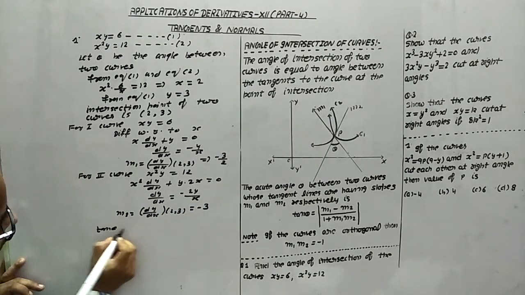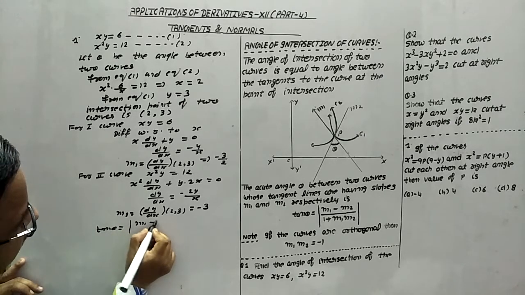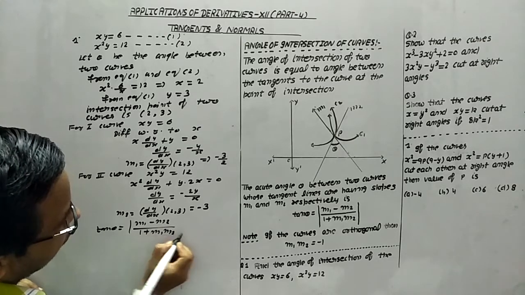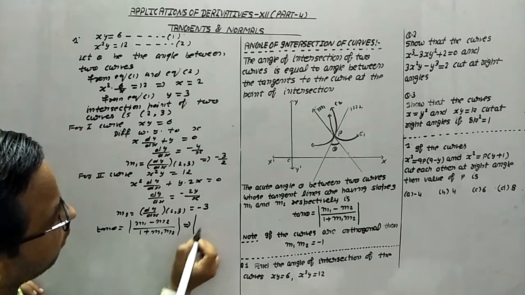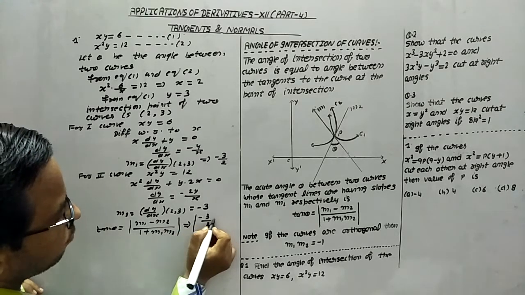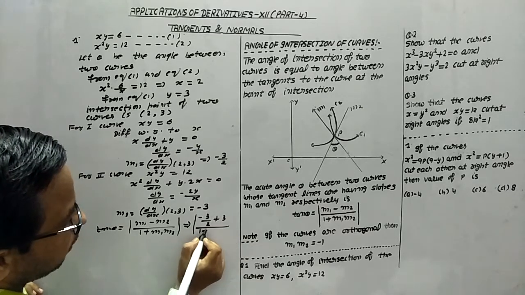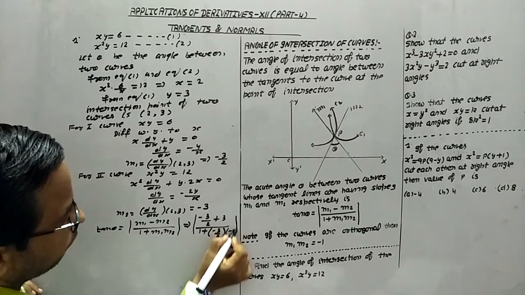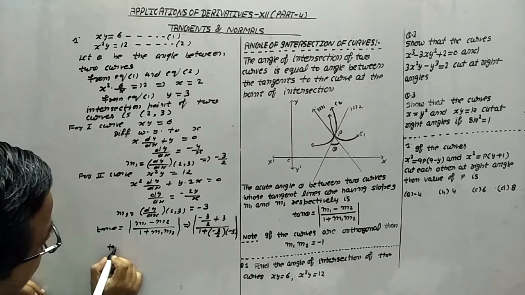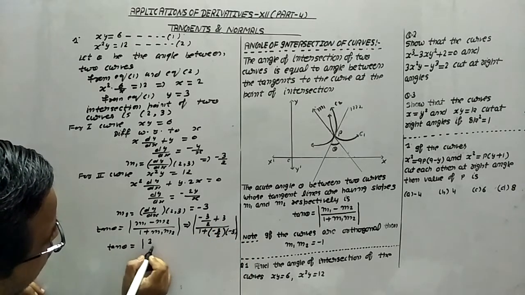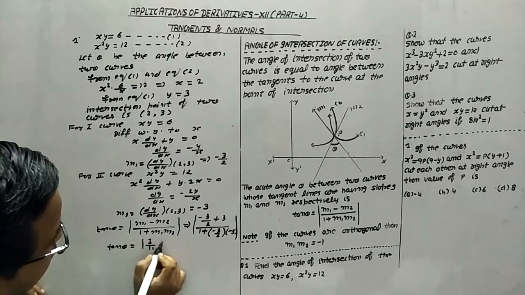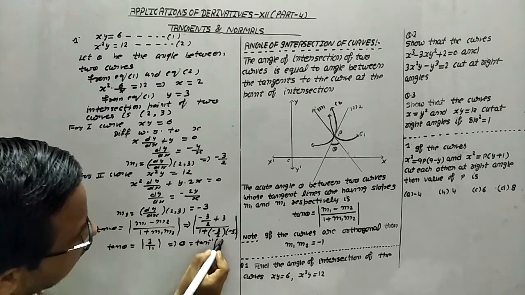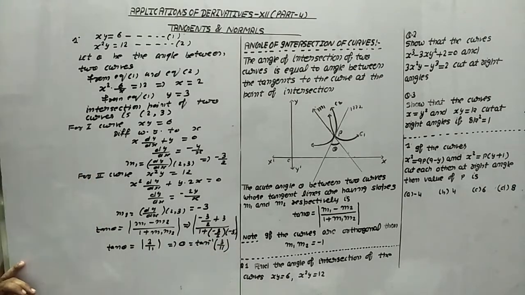Now tan theta is equal to the modulus of (m1 minus m2) upon (1 plus m1 m2). What is m1? m1 is minus 3 by 2. And what is m2? Minus 3. It means 1 plus (minus 3 by 2) times (minus 3). Once we do the calculation, we get tan theta equal to the modulus of 3 upon 11. It means theta is equal to tan inverse 3 upon 11. And this will be the answer.